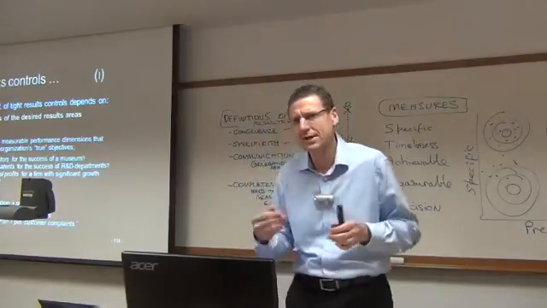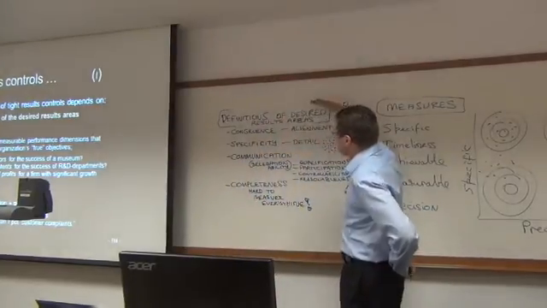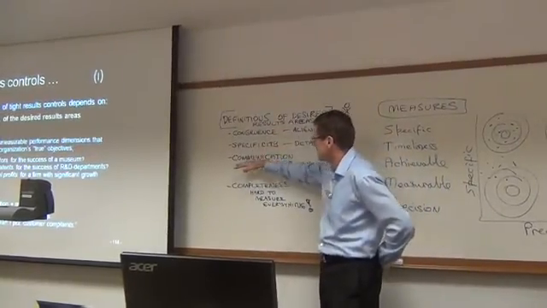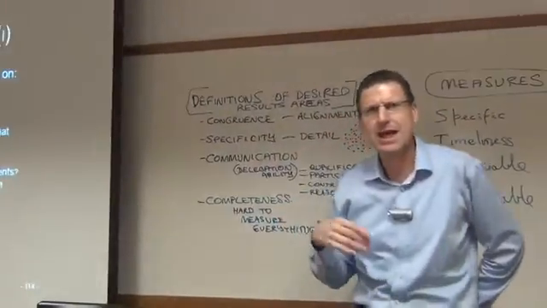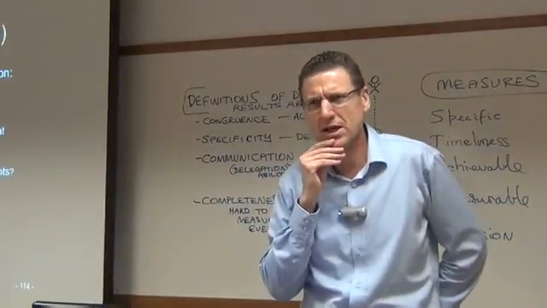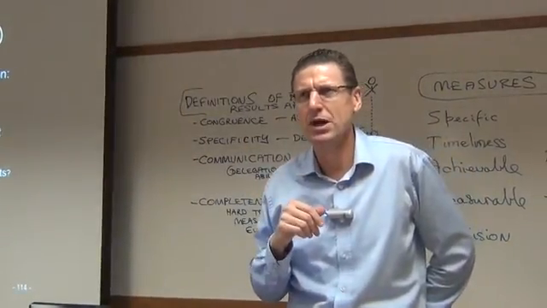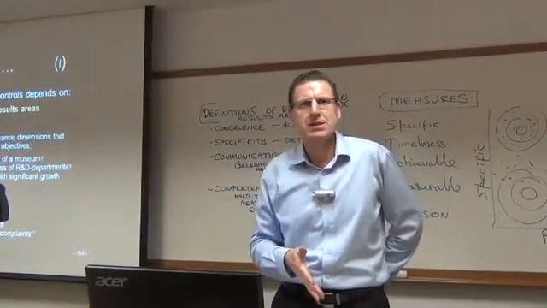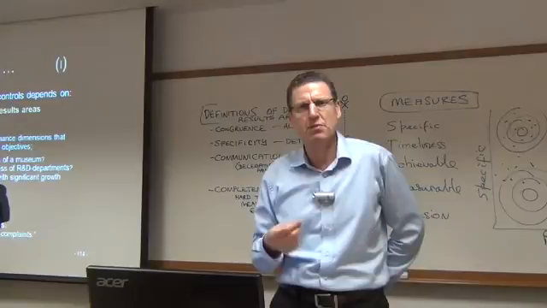And so in the early part of chapter 4 they talk about the following definitions of desired results: congruence, specificity, communication and completeness. And it's very easy to think, okay, how do we know when we've got one and we haven't got the other? Let's just get on to start measuring something. Well, it's a little bit more complicated than that.